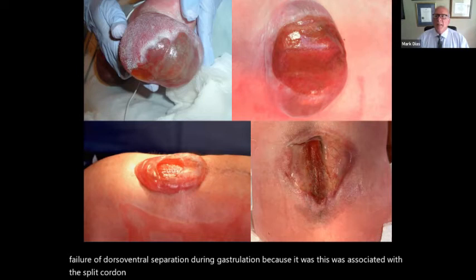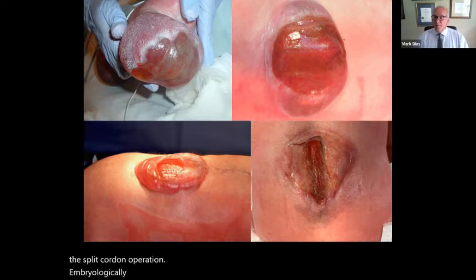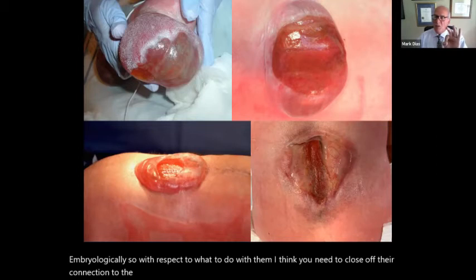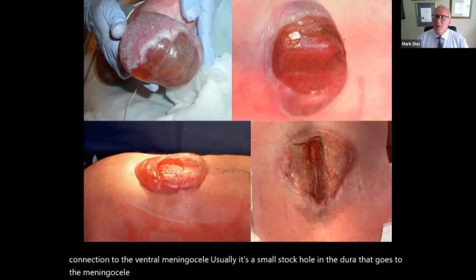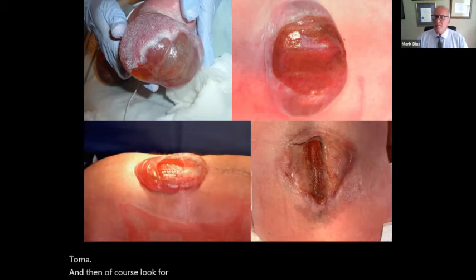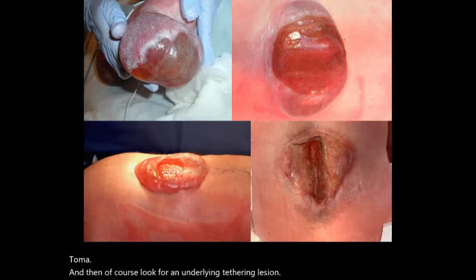embryologically. So with respect to what to do with them, I think you need to close off their connection to the ventral meningocele. Usually it's a small stalk, a hole in the dura that goes to the meningocele, and it's usually pretty straightforward to close that off, and/or resect the teratoma. And then, of course, look for an underlying tethering lesion. Does that answer your question?